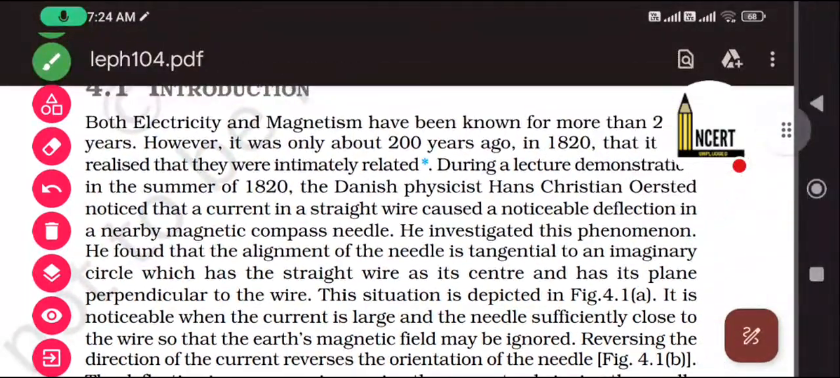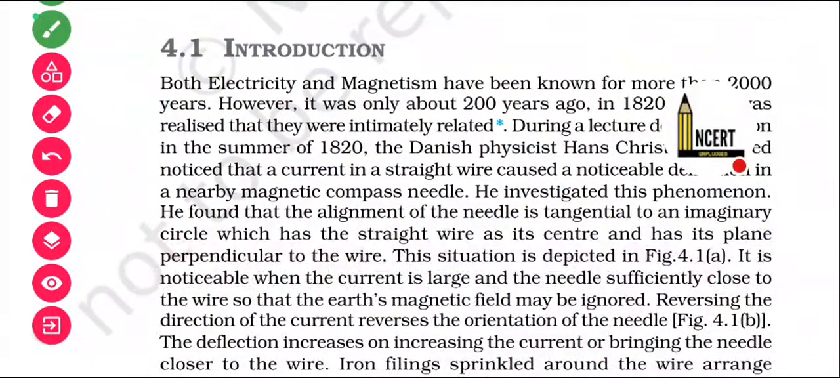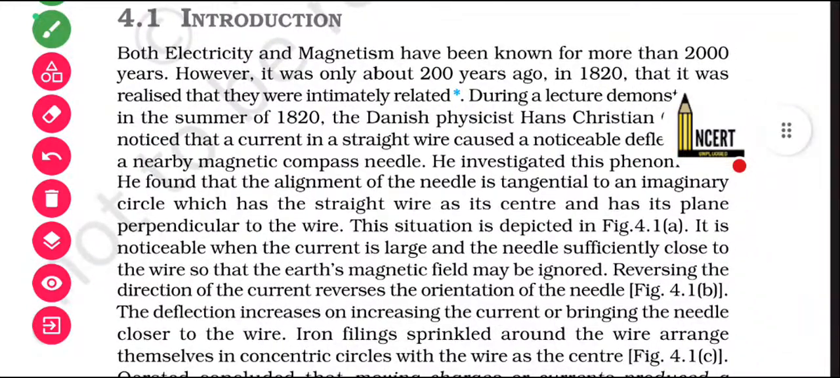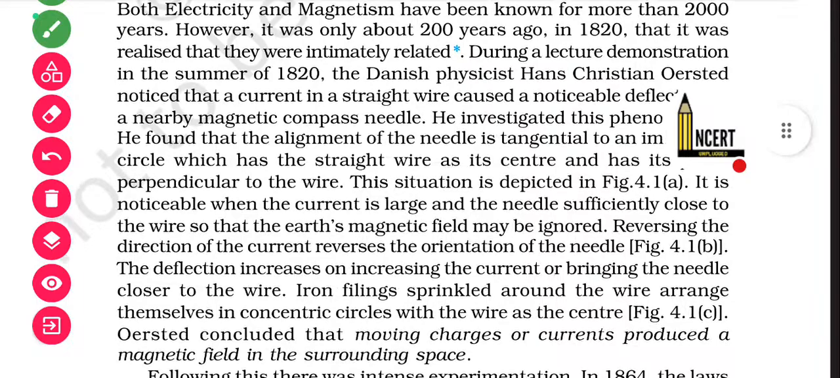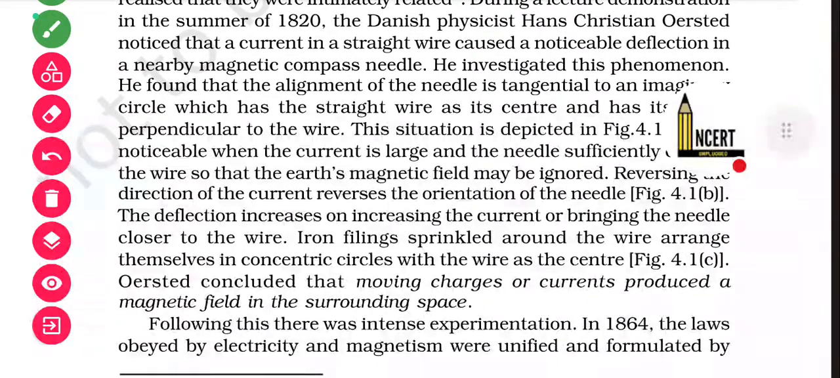Both electricity and magnetism have been known for more than 2000 years. However, it was only about 200 years ago, in 1820, that it was realized that they were intimately related. So electricity and magnetism have a relation, and it was found out after a long time. During a lecture demonstration in the summer of 1820, the Danish physicist Hans Christian Oersted noticed that a current in a straight wire caused a noticeable deflection in a nearby magnetic compass.